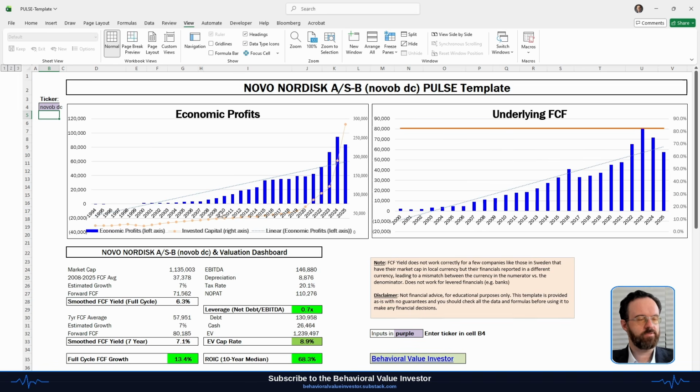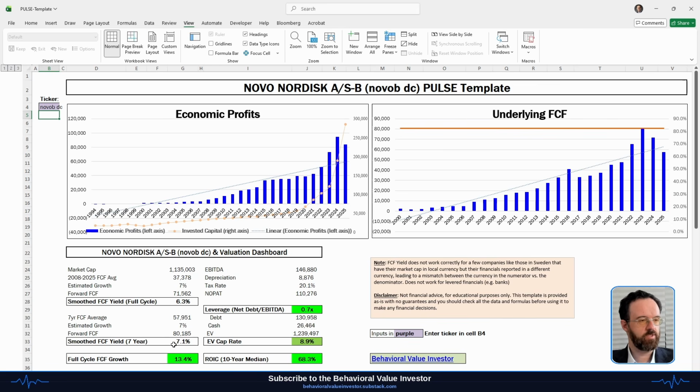So the economic profits: very nice, positive and rising. So great over here. Underlying free cash flow, also amazing. Free cash flow is increasing. Conversion between free cash flow and net income, about 80%. That's great. Leverage, very similar to Microsoft, less than 1 times net debt to EBITDA, so a very safe balance sheet.